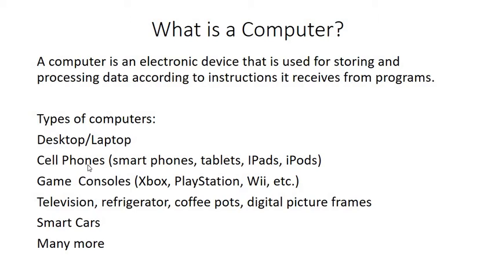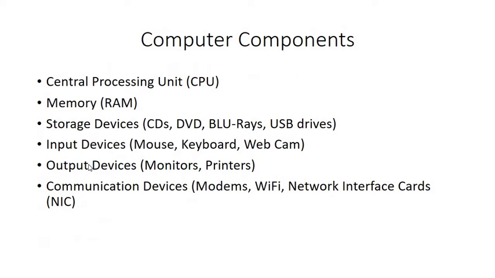But the interesting thing is, when it comes down to it, they all have the same components. And that's what we're fixing to talk about. Here are the main components that are in pretty much every computer everywhere. They all have a central processing unit. And don't worry about what that is right this second. That's the next slide. I'll get to that. They all have to have memory. They all have to have storage devices of some kind. They all have to have input and output devices. And they all have to have some way to communicate.